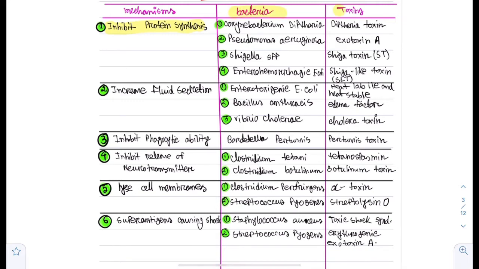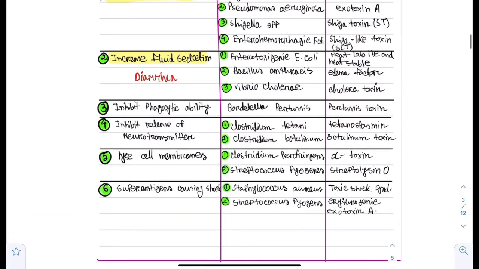And these are the toxins which they actually carry. Then the second feature is they also increase the fluid secretion, which is known as diarrhea. And as we know, as a treatment of E. coli, it would be giving electrolytes or IV fluids, because we are secreting fluid out of the body.